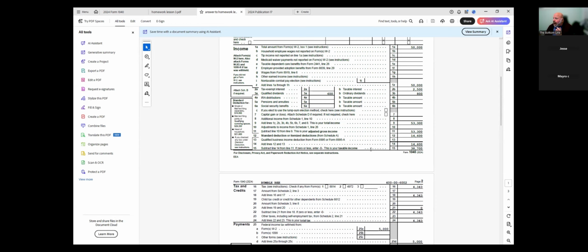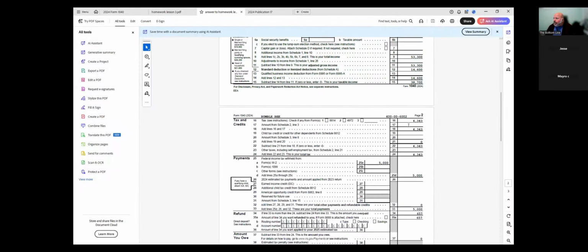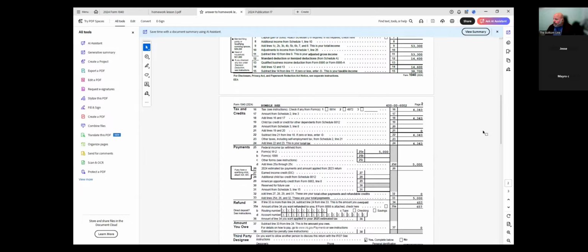So his taxable income. Here is his adjusted gross income. These are important numbers as we go forward. It's 53,300. Taxable income is 38,700. And then you open up your tax table. So what number did you get here for tax on line 16?